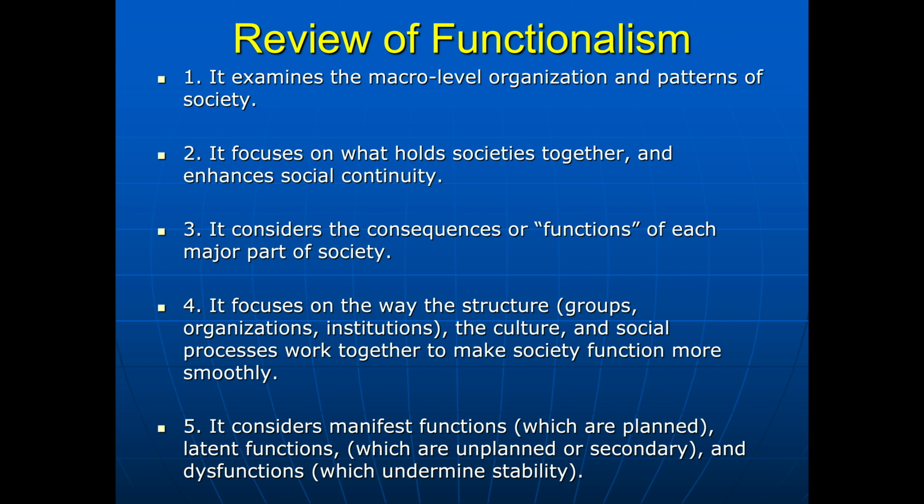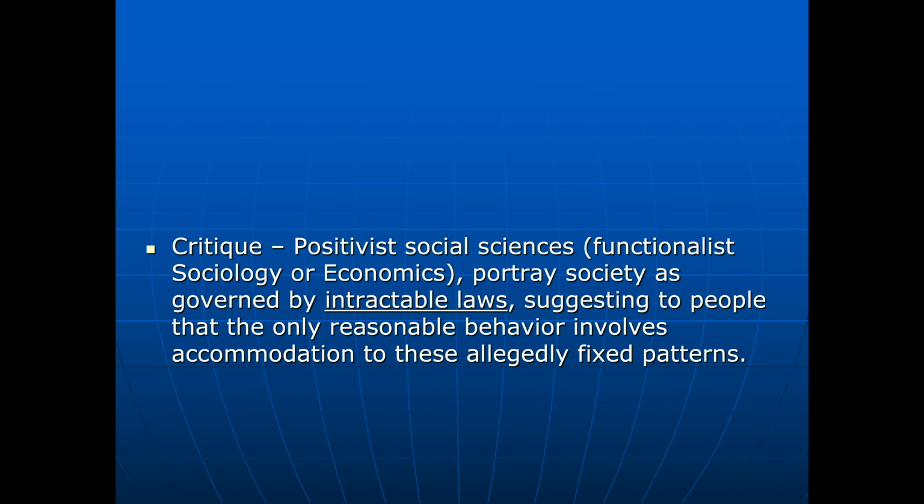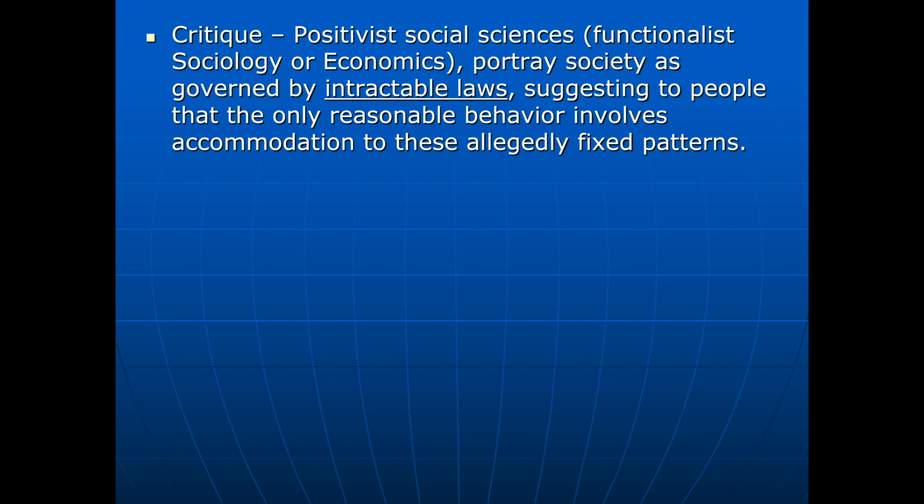So this theory went along for a while, and it was kind of the dominant theory, but it had some flaws, and a lot of the criticism that was focused at this theory was based around the fact that it was not only functionalist social science, but it was the field of economics as well. It sees society as kind of embedded with these intractable laws, suggesting that the only reasonable behavior involves accommodation to these allegedly fixed patterns. And so, like this conformity to these patterns that are kind of beyond our control. And that kind of becomes problematic when you start to see some of these things that might be seen as dysfunctional, but are also seen as necessary.